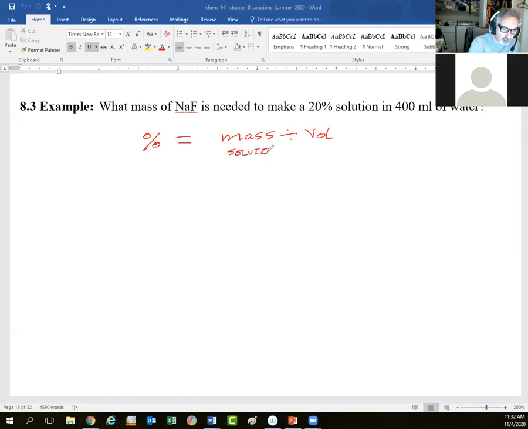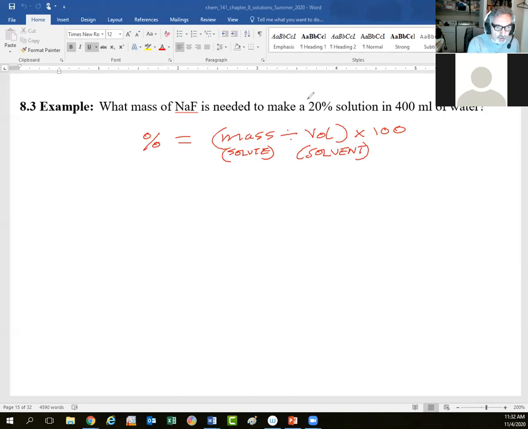This is one of the things that trips people up. Be very careful and distinguish between the solute, which is a small amount of chemical, added to the solvent, which is a large amount of chemical. So the mass of the solute divided by the volume of the solvent times 100 to give us a percentage concentration.